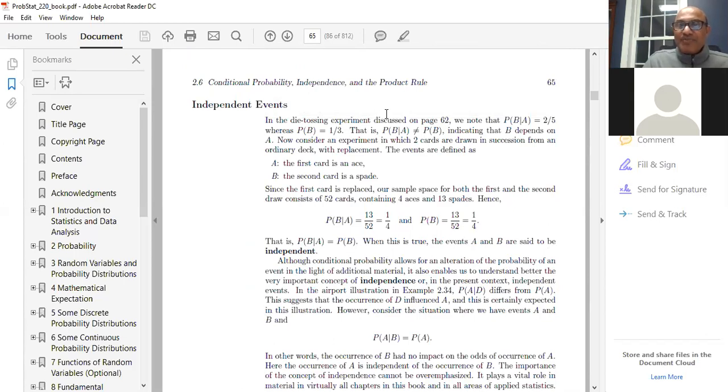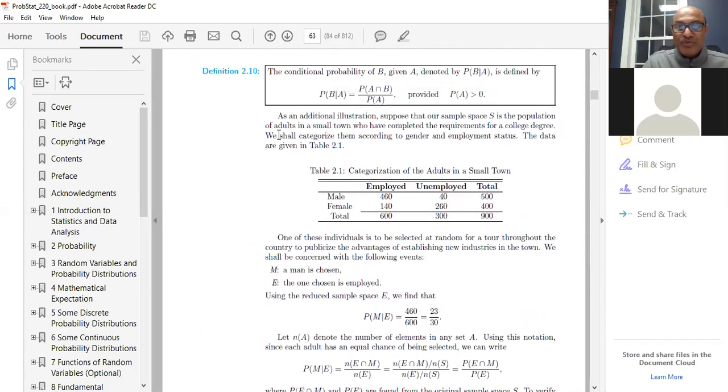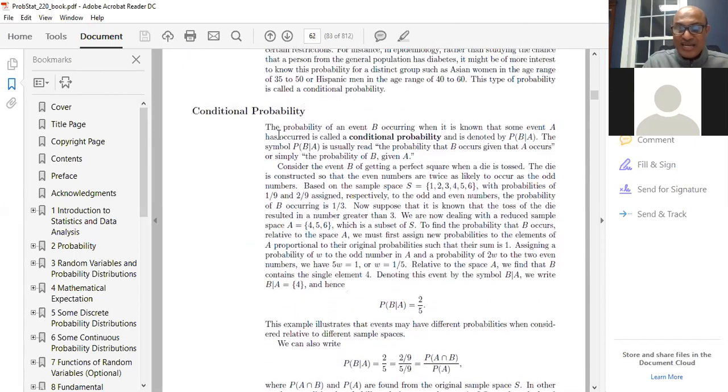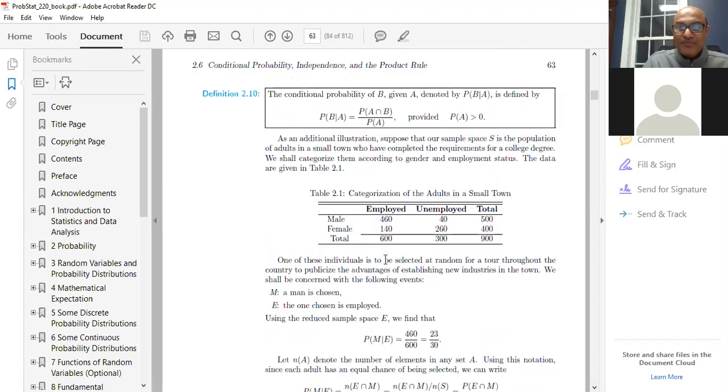In a die tossing experiment discussed on page 62, that means whenever you have an even number, it is twice as likely to occur as an odd number. This is the example: S is equal to 1, 2, 3, 4, 5, 6. Event B is the perfect squares 1 and 4. A is the numbers greater than 3: 4, 5, 6. Probability of B given A is equal to 2 over 5. That's how we can figure it out, right? So this example, again, we are referring to.